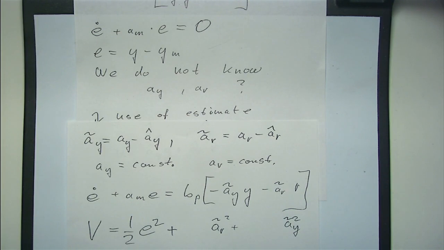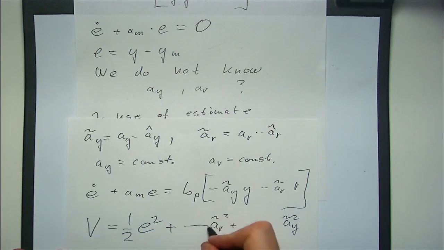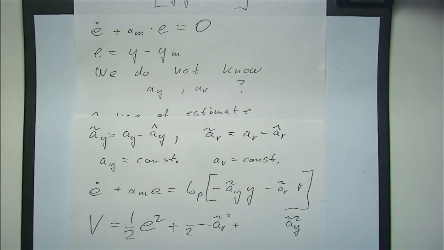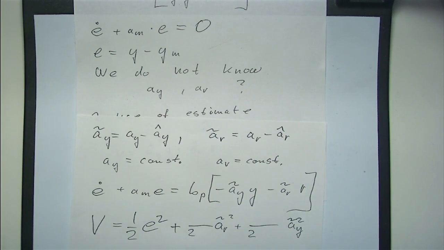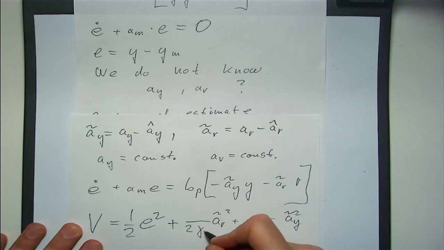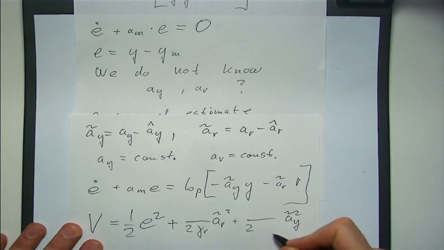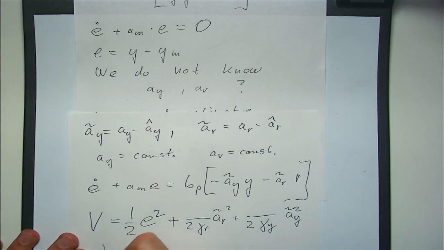One is, we will see, the 2. We know that this is always coming out from the Lyapunov analysis because we have quadratic kinds of Lyapunov functions. So that's there. We introduce extra tuning gains. We will see gamma R and gamma Y is an extra tuning gain. Yeah? So gamma R and gamma Y have to be positive.